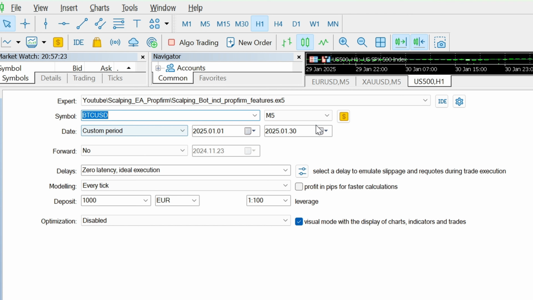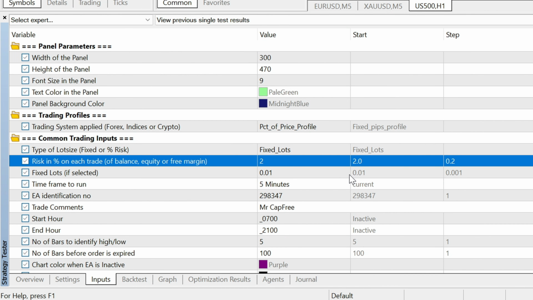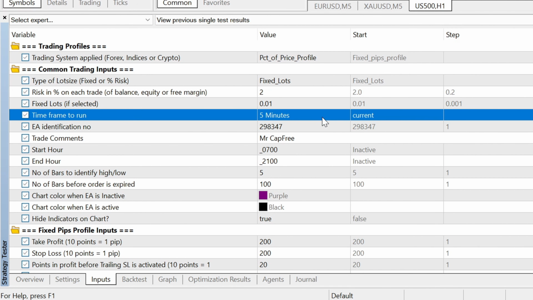So let's take a look at this visually. Say we run the EA on Bitcoin. We start from the 1st of Jan until today. So we have to select the setting percentage of price profile, which you are familiar with from all of the other videos that I made on Scalping Robot. And don't worry if you're not, because we're going to go over the key settings in details anyway. We take 2% risk on every trade. We run it on 5-minute chart.